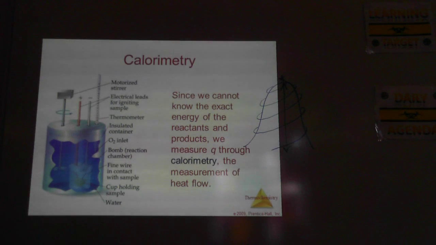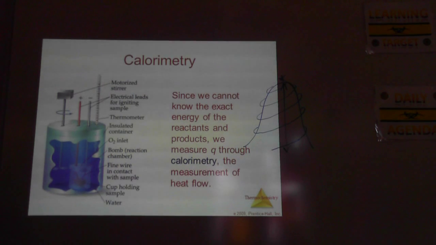The final thing we're going to talk about today is a special type of thermochemistry that's called calorimetry. Because we cannot know the exact energy of the reactants and the products in a chemical reaction, since that would require measuring the kinetic and the potential energies of all the molecules involved, instead we can measure the Q through a process that's called calorimetry. We look at the flow of heat.